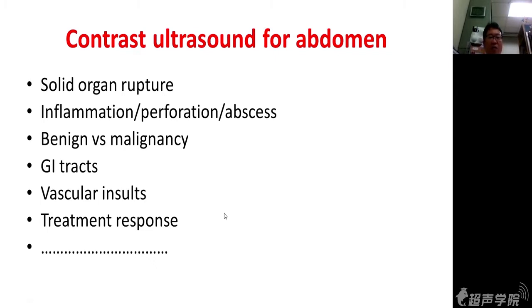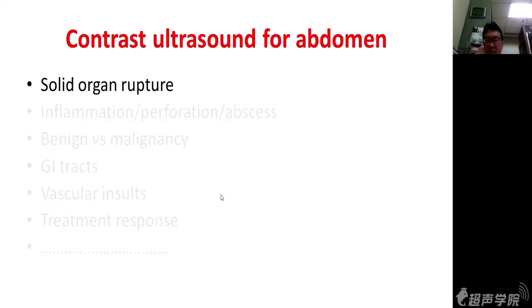First, we use contrast ultrasound to check solid organ rupture. We also apply contrast for inflammation, progression, and abscess in the abdomen. In the outpatient clinic, we use it for benign or malignant differential diagnosis. There are also applications in the GI tract, and of course vascular. Nowadays, some studies show treatment response.